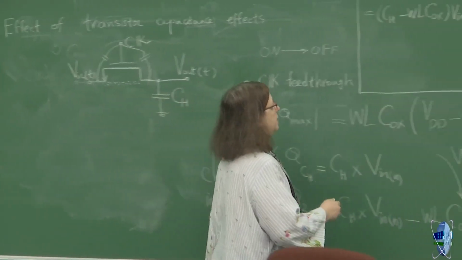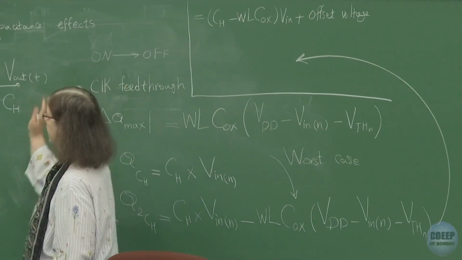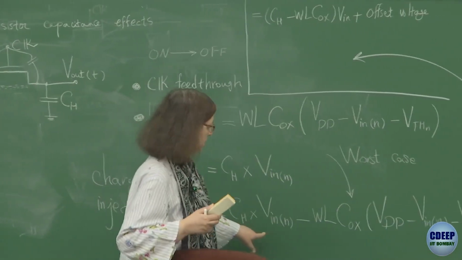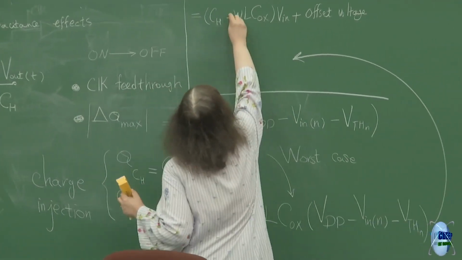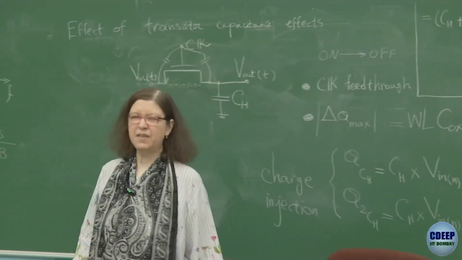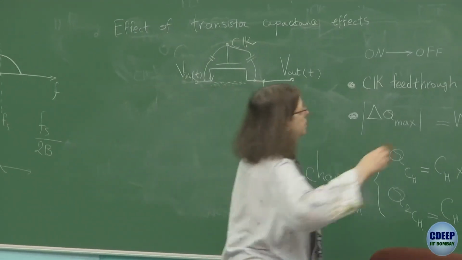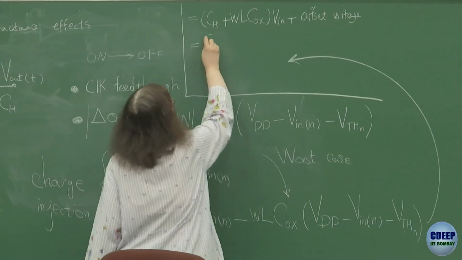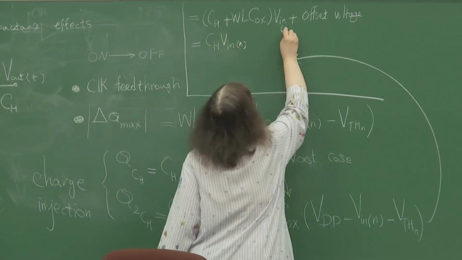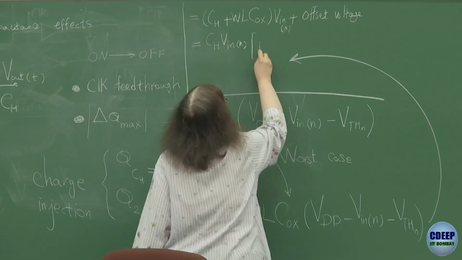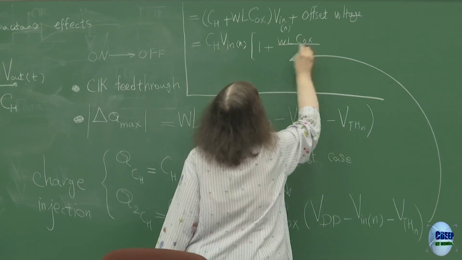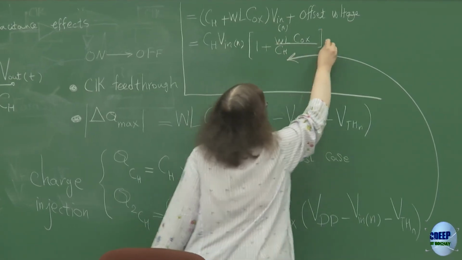Fine. So now we have charge injection and we have the clock feedthrough. Coefficient of V in, CH plus W. Oh yeah, sure. Yes, sorry. CH will be more than, but yes, correct. Eventually, if you want to really show it the way you had, you were supposed to have CH into VE, to be precise, V in. So now you have one extra term, which is WLCox upon CH, plus offset voltage.